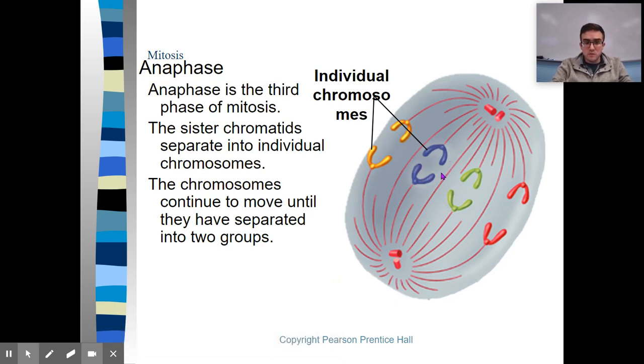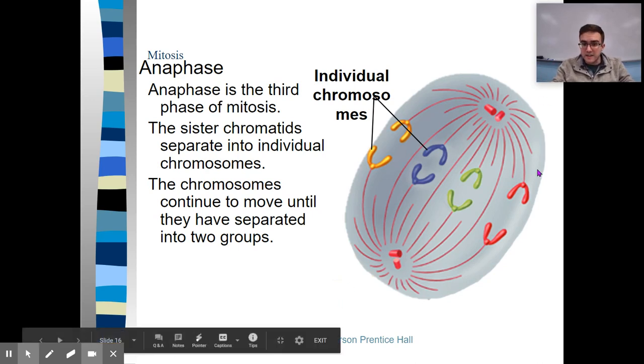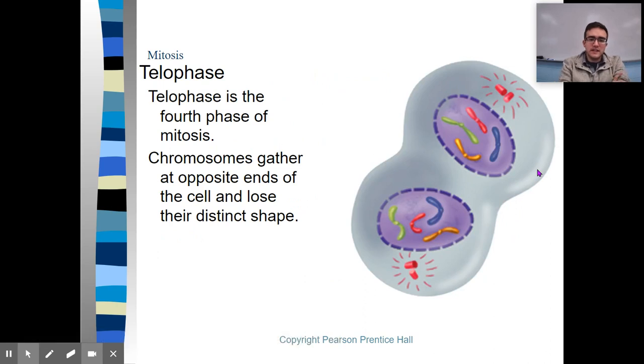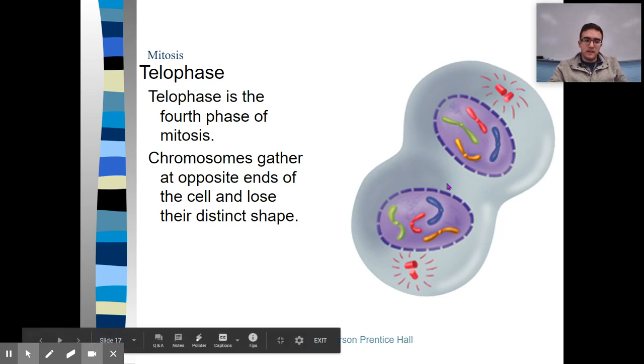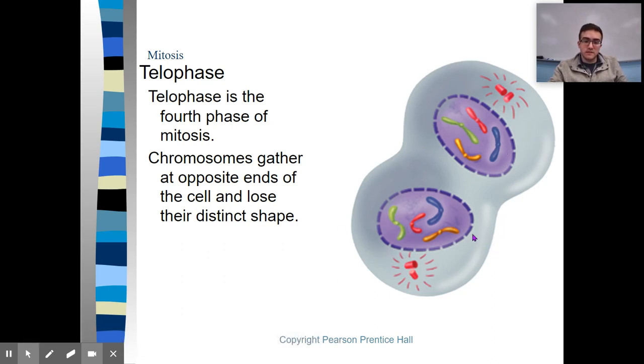The individual chromosomes get pulled apart by the centrioles and the spindle fibers. That's why the spindle fibers have to connect to the centromere. With that connection, they pull them apart to the individual sides of the cell. That's anaphase. Our next stage is telophase. So telophase, it's the 4th phase of mitosis. And what happens is that the chromosomes gather at their opposite ends, and the nuclear envelope starts to reform around our chromosomes now. That's what telophase is.